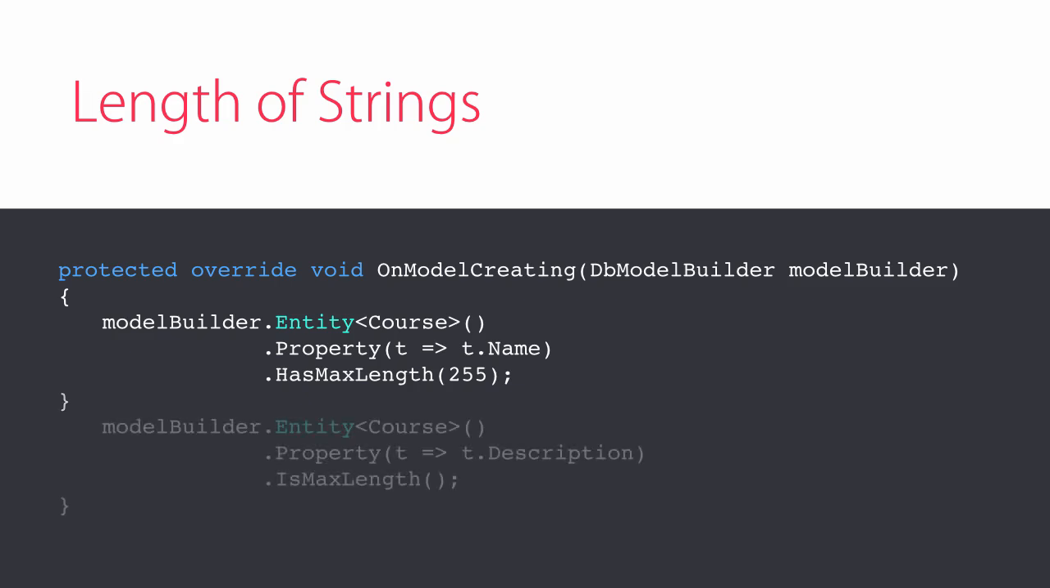We also have a similar method called IsMaxLength. I think the name for this method is a little bit strange because I personally expect a Boolean value to be returned from this method. It's like we're asking a question. But in this example, calling this method on the Description property sets the type of the Description column in the database to nvarchar(max).